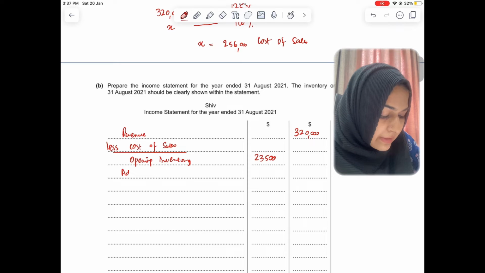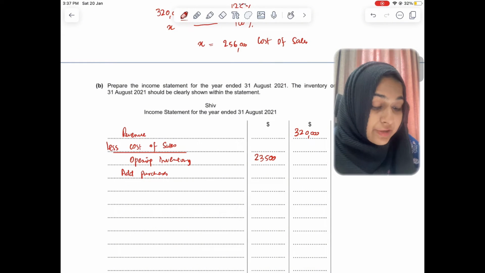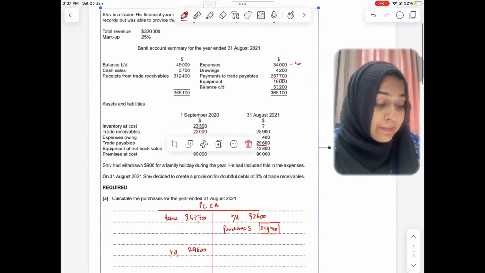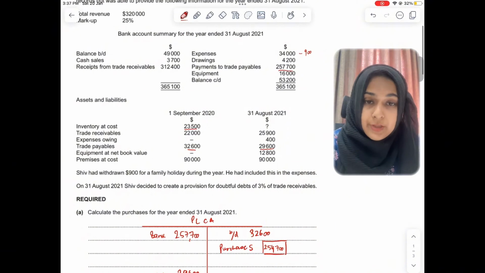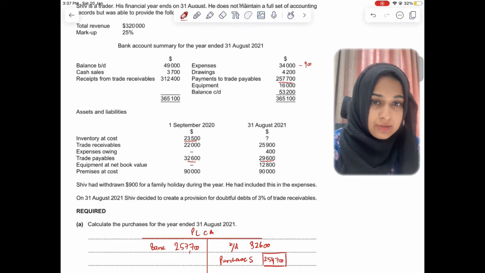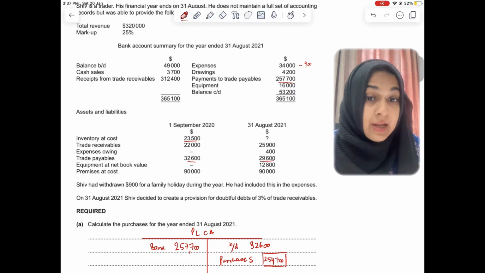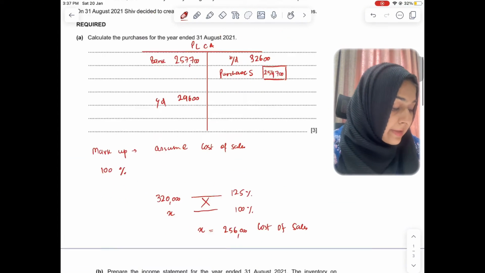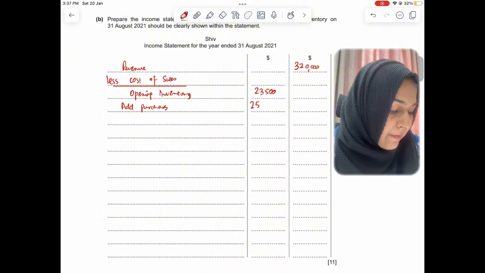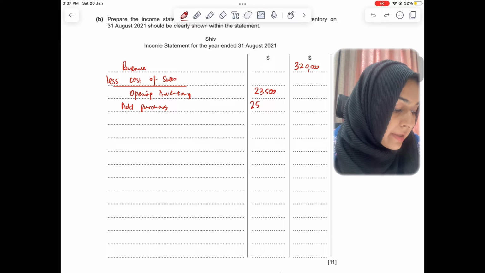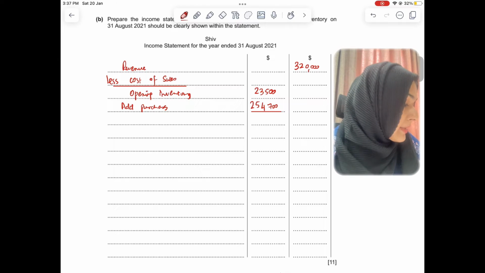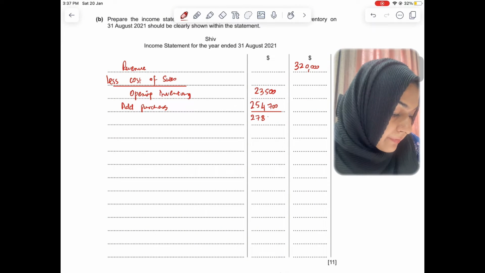Then add purchases, which I have found out from the purchases ledger control account. I know there is no cash purchases because if you look at the credit side of the bank account, you wouldn't find any cash purchases. You just have payments to trade payables, which means that we are only paying to our credit suppliers. That means we have made credit purchases, no cash purchases. So when you add purchases here, the amount will be 254,700, which you need to add here. Then when you add both of these, you get here 278,200.